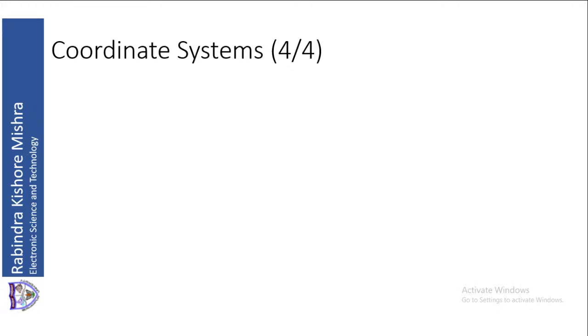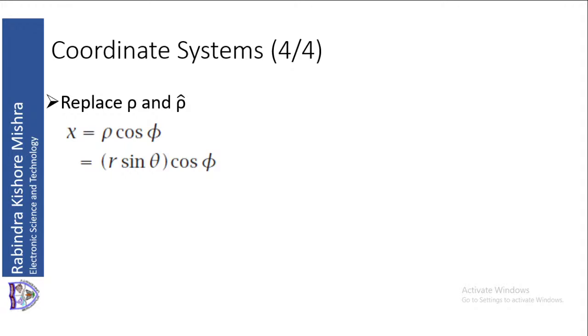Then replace rho and rho cap, and phi cap. So that we'll do by writing x is equal to rho cos phi. So from that we'll write for rho, we know rho is equal to r sin theta. So put that: x is equal to r sin theta cos phi. Similarly, r cap will be rho cap sin theta plus z cap cos theta.